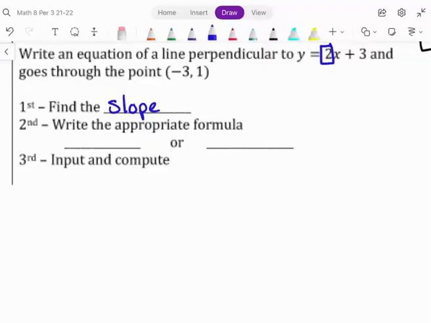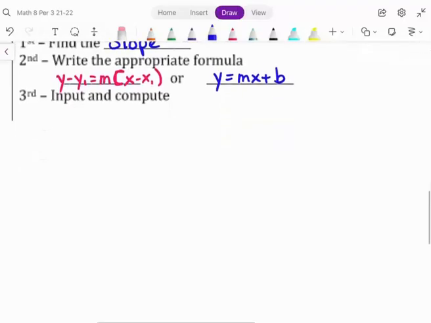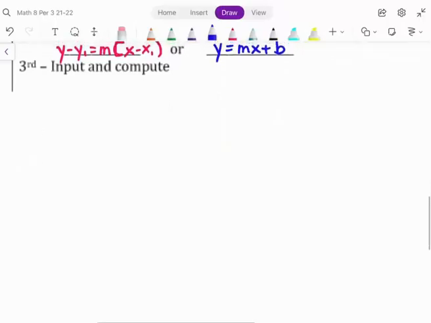Okay, write the appropriate formula. So again, you've got y minus y1 equals m, x minus x1. And you've got y equals mx plus b. Honestly, guys, most of these are much easier using y equals mx plus b. You need to know point slope. It's important for next year, but most of these are easier if you just do y equals mx plus b. Okay, so we're going to write down here m equals 2 for right now, and the coordinate we have is negative 3, 1.